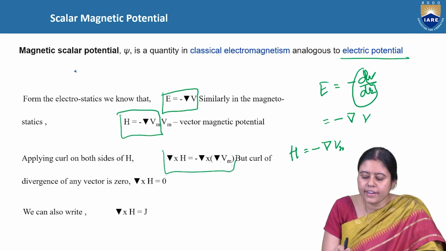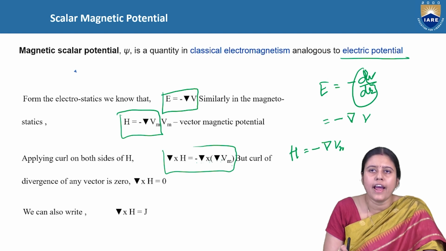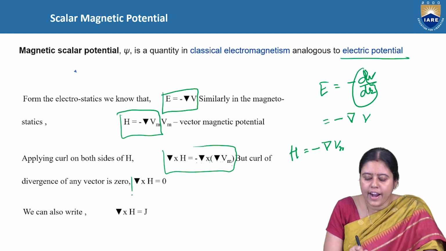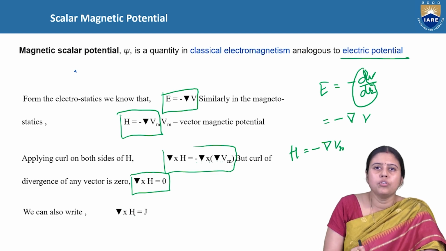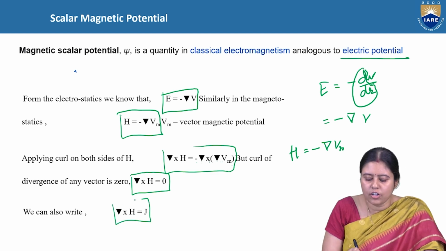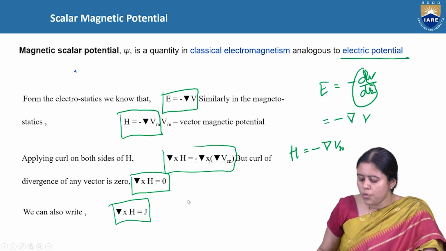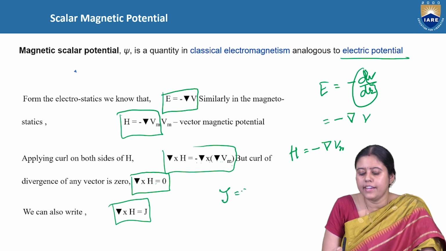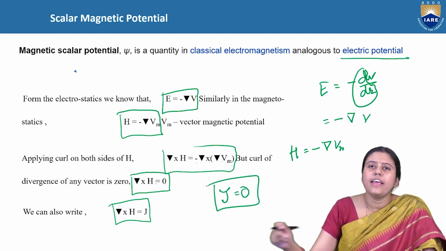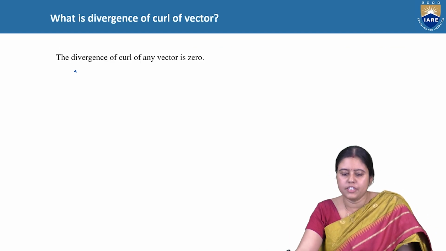So we are getting grad cross H is equal to minus of grad cross grad Vm, as grad cross grad Vm is equal to 0. Again, we know grad cross H is equal to J. So if we compare both equations, we can get the current density is equal to 0 in the case of a scalar magnetic potential.